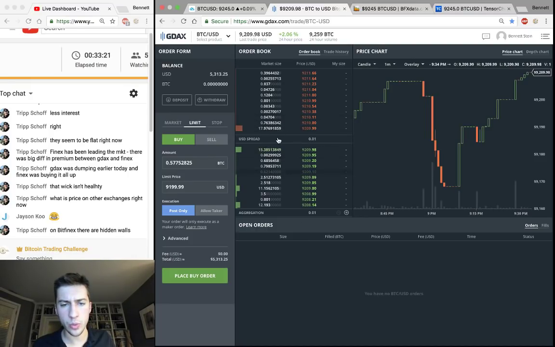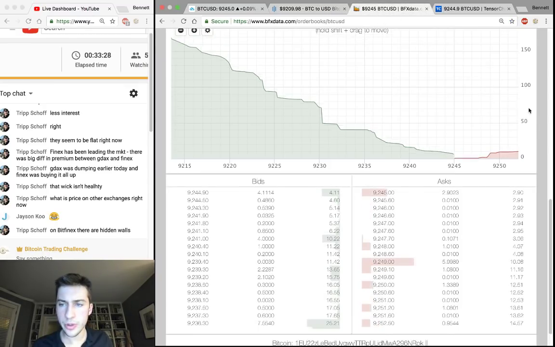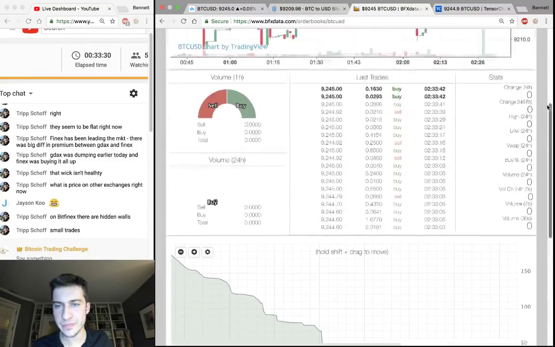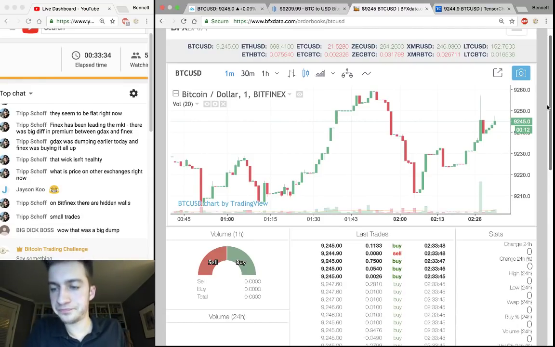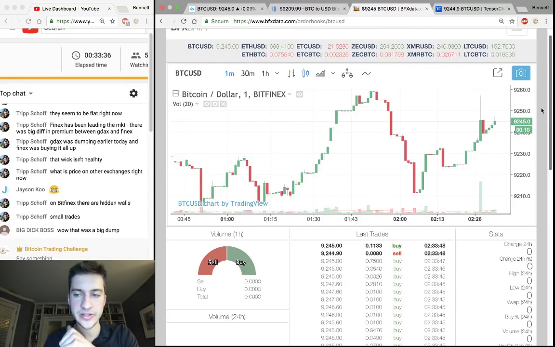So yeah, I would say that this looks to be about equilibrium. We might get a demand shift where demand breaches supply and then price goes up. What I'm more interested in is not GDAX, it's Bitfinex, because this is the leading rate. So what I see here is that price still looks like it's having high demand. So we might want to actually buy into this. Not yet, but soon.